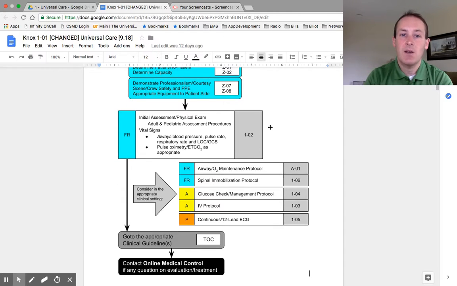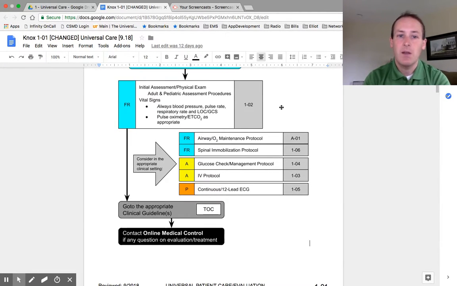The second thing there is obviously in every patient situation, your safety is the most important thing, followed by the safety of the patient and the safety of any bystanders. So again, cross-referencing Z-07, which is infection prevention and PPE, as well as Z-08, which is scene and transport safety. And these are obviously guidelines we'll talk about in future videos.